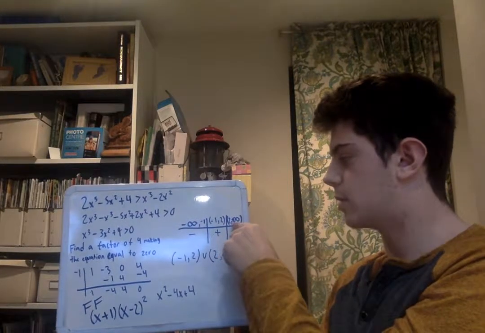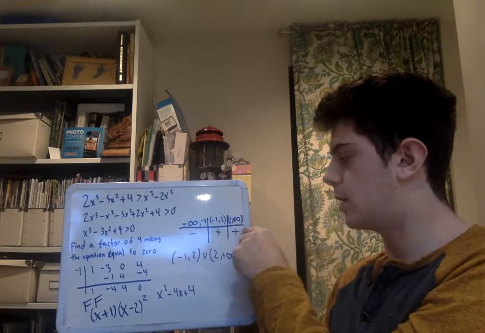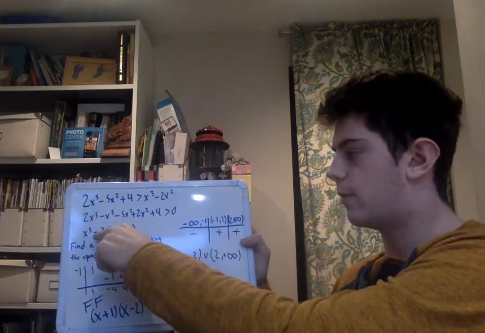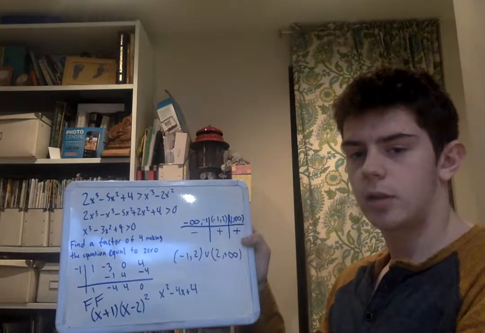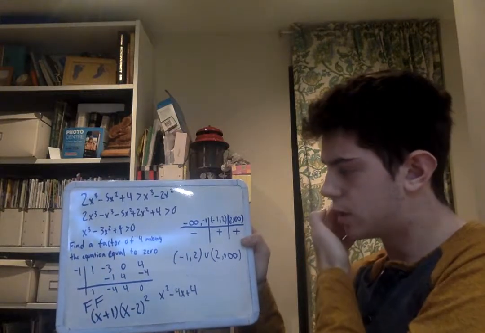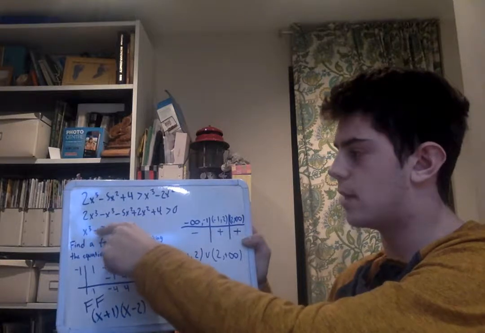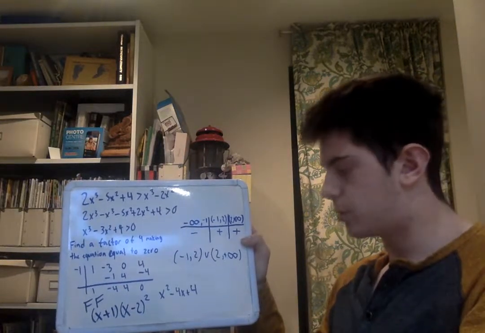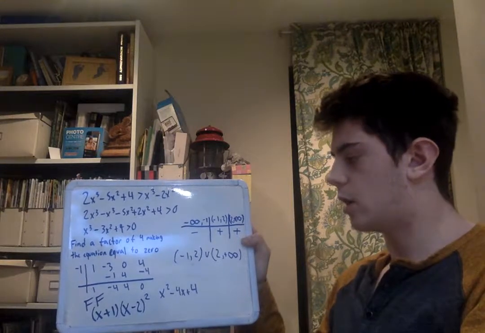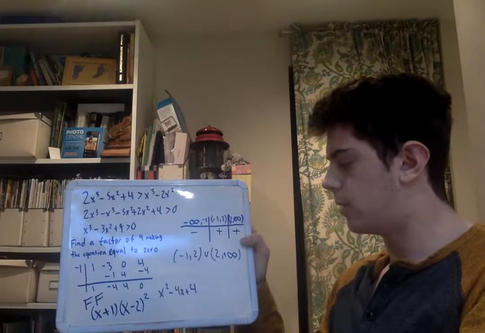And I did the same for 2 to positive infinity, for example 3, put it in for the x values, the answer came out positive. So that I know that the intervals where x to the power of 3 minus 3x to the power of 2 plus 4 is greater than 0 are between negative 1 and 2 and 2 and positive infinity.